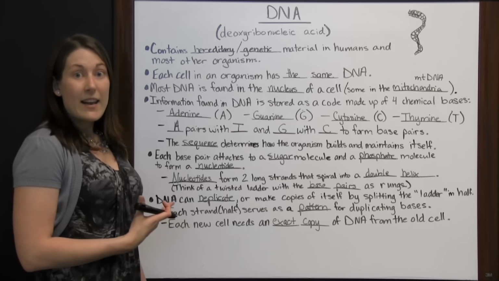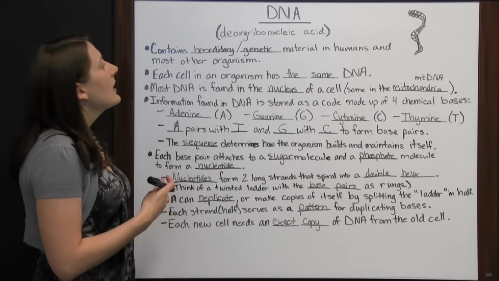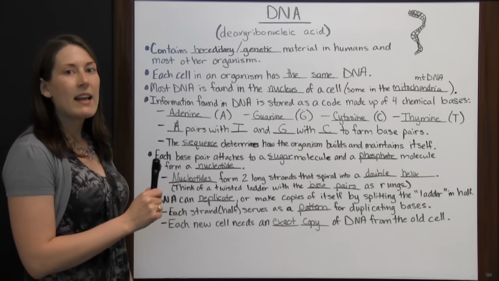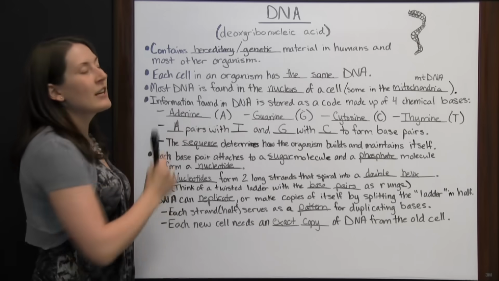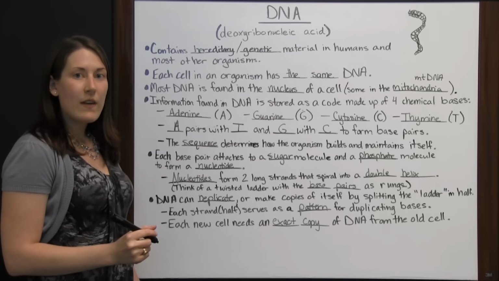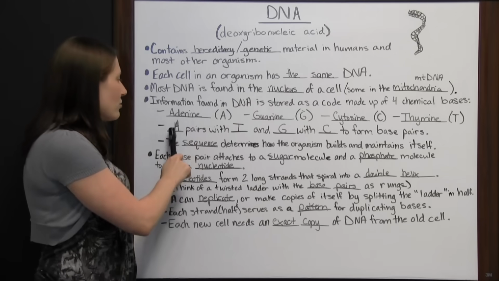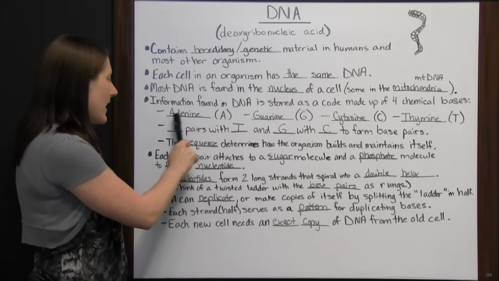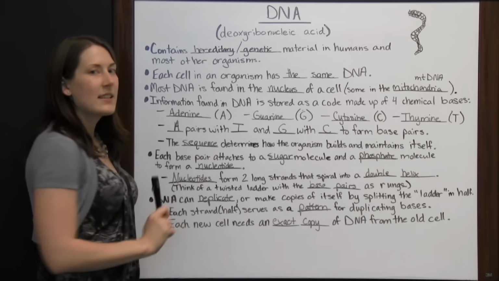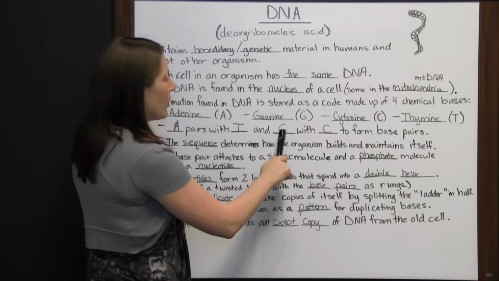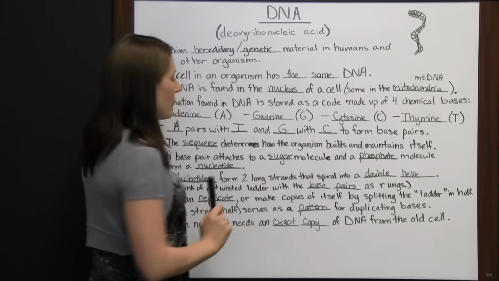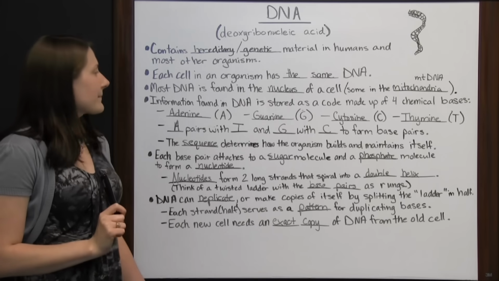So you will see a lot about DNA in biology, and it's important to remember that DNA is the hereditary or genetic material. It's usually found in the nucleus. And remember which bases pair with which. Your straight lines in adenine, A, pair with your straight lines in thymine, T, and your curve G for guanine goes with your curve C for cytosine.